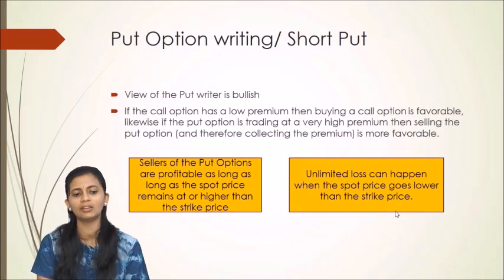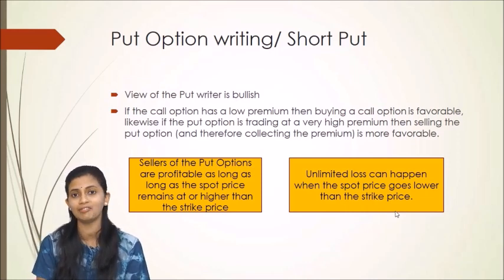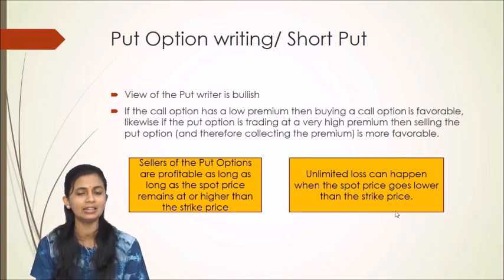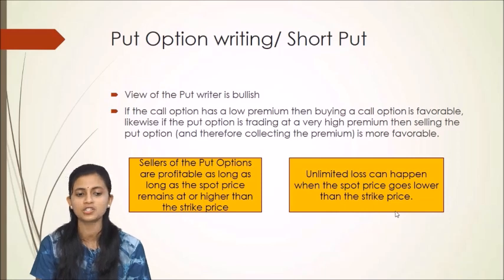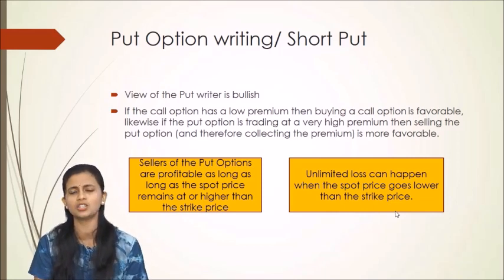Next, similarly, put option writing. Here also the view of the put option writer is bullish. The view of the call option buyer is bullish, and the view of the put option writer is bullish. Similarly, the view of the put option buyer is bearish and the view of the call option writer is bearish. Now if both are the same, why are we going to do that? If the put option writer also has a bullish approach, then why don't we just buy the call option? This can be your question.